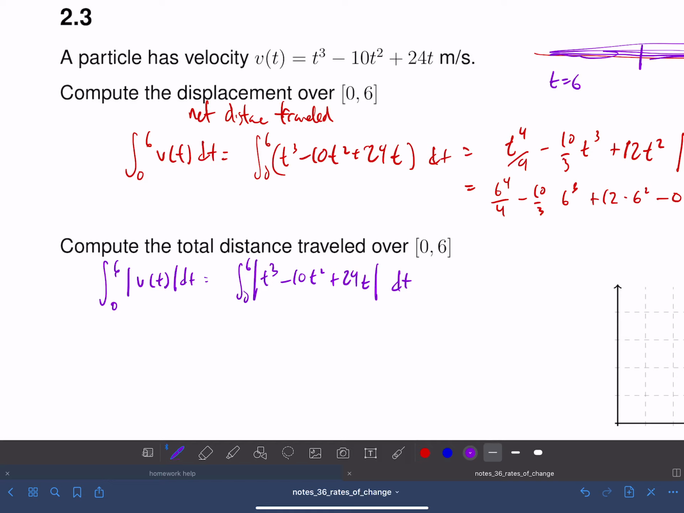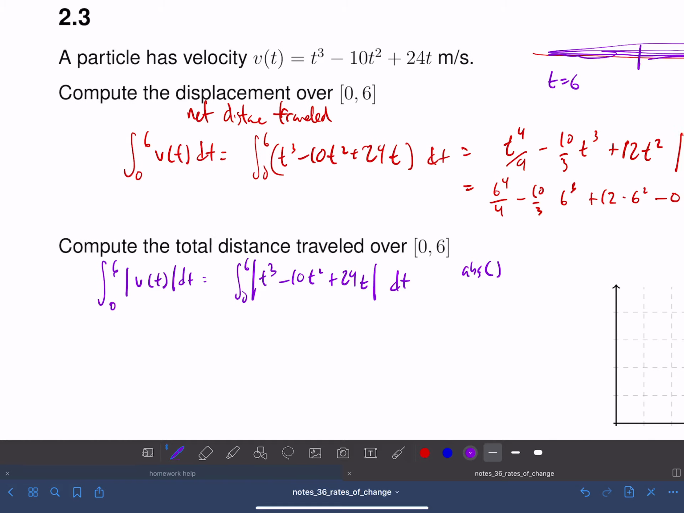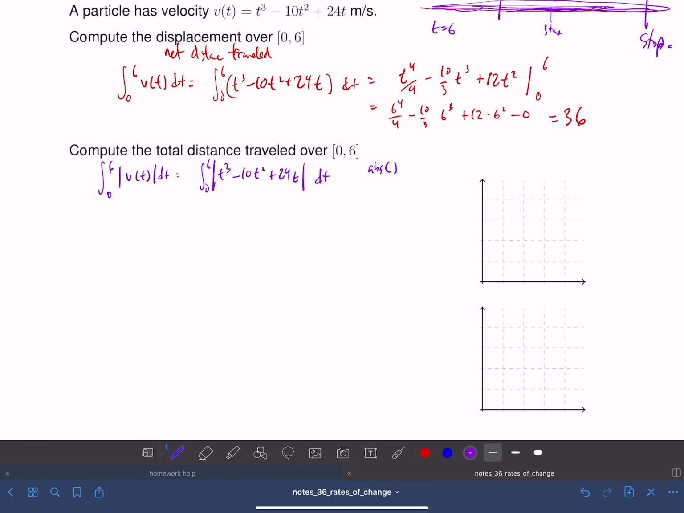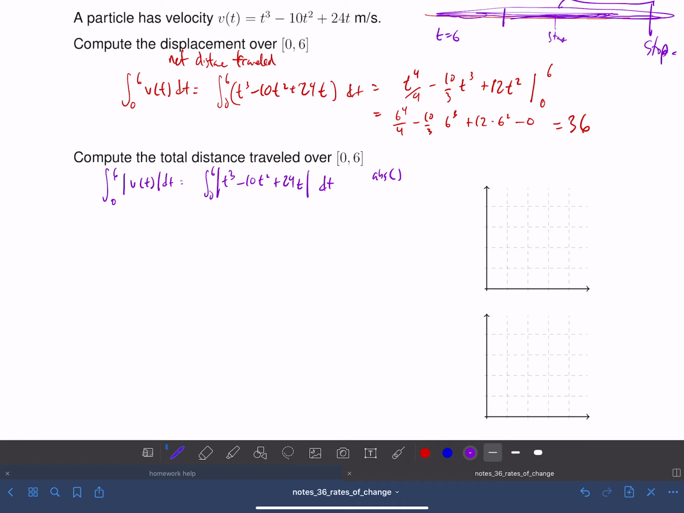Now, I find that students shirk away from absolute values. And that's okay. No, it's not okay. We're going to deal with it. So remember that absolute value takes that which is negative and makes it positive, and takes that which is positive and leaves it alone. So we need to plot our velocity function.